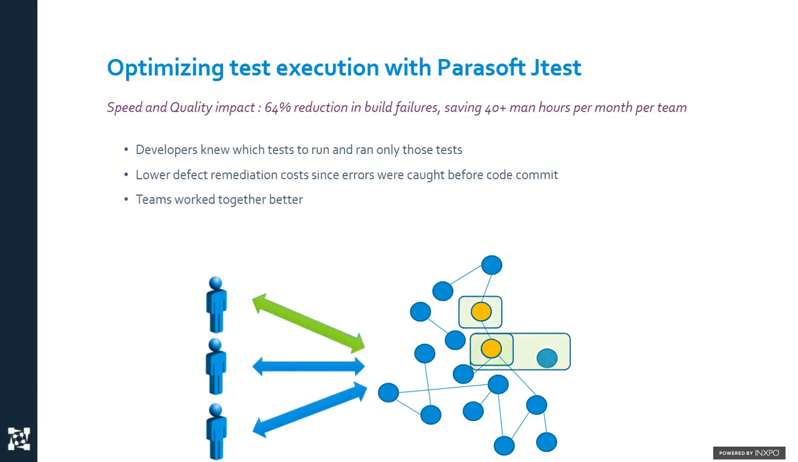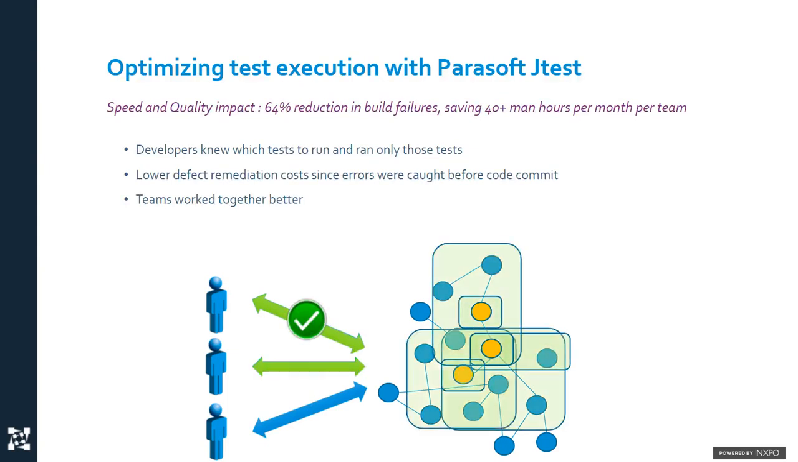This resulted in this particular organization reducing the number of build failures as part of their CI process. Because they were able to identify the problems or the regressions before the code was integrated into the code base, integrated into source control, and integrated into the CI/CD process.